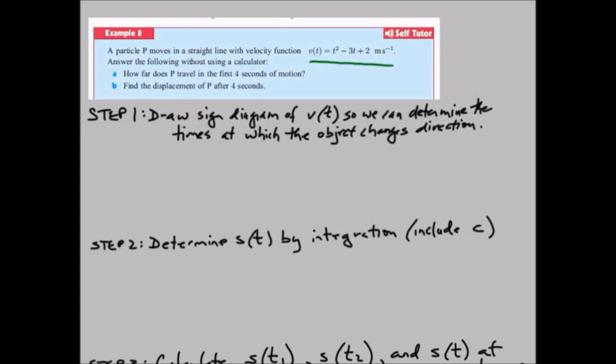So how far? That means total distance. Okay, so in this case we're looking at total distance in part A. And part B, find the displacement of p after 4 seconds. So how far means total distance. All right, so with displacement, part B, we're just going to have to calculate the position at 4 seconds and then the position at 0 seconds, and then subtract those.